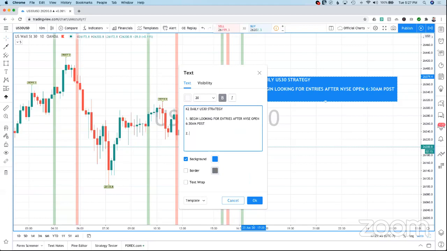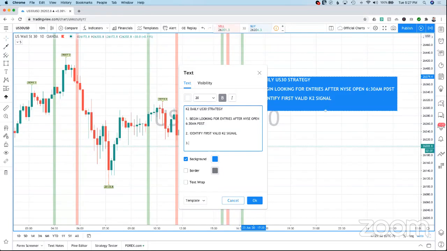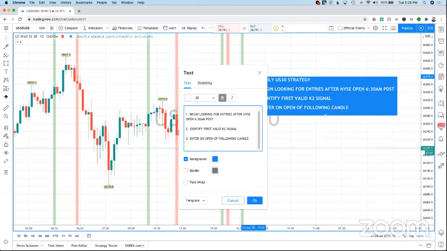Next, you're going to identify the first valid K² signal, and then enter on open of the following candle. Lastly, place your stop loss, minimum for a 1-to-1 risk-reward ratio.